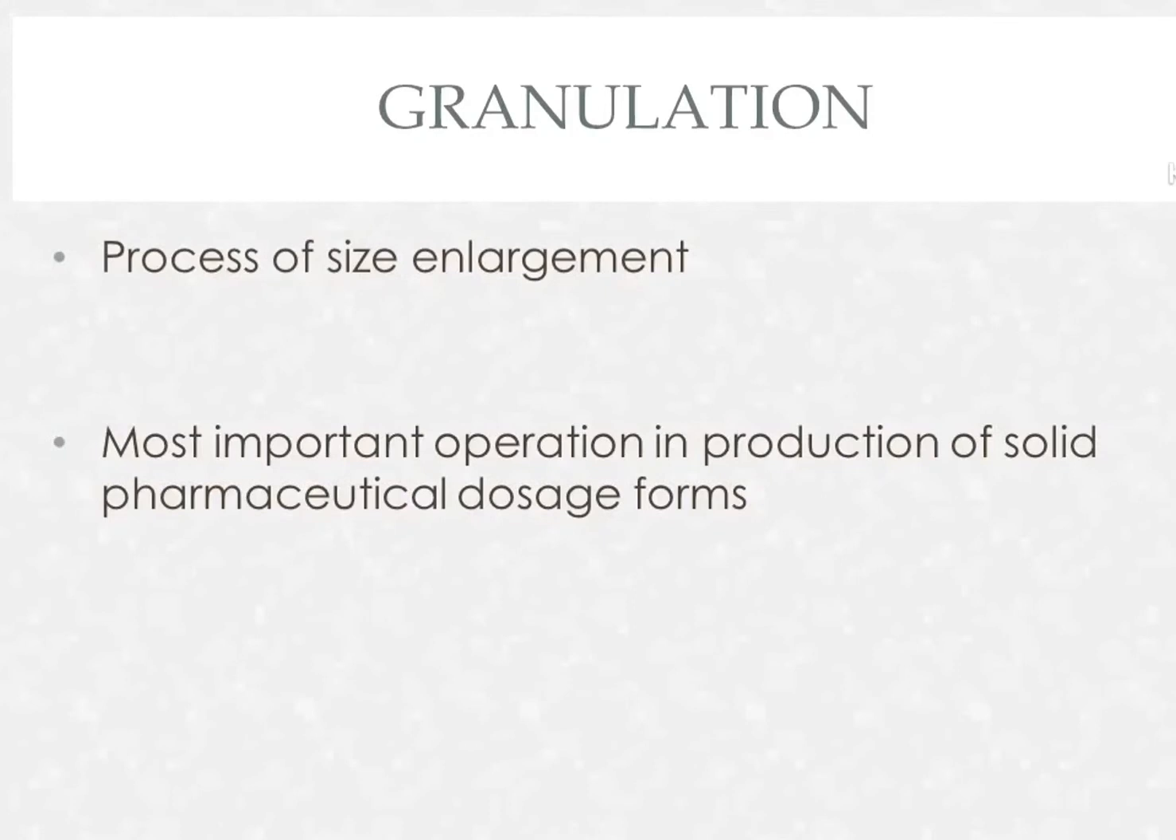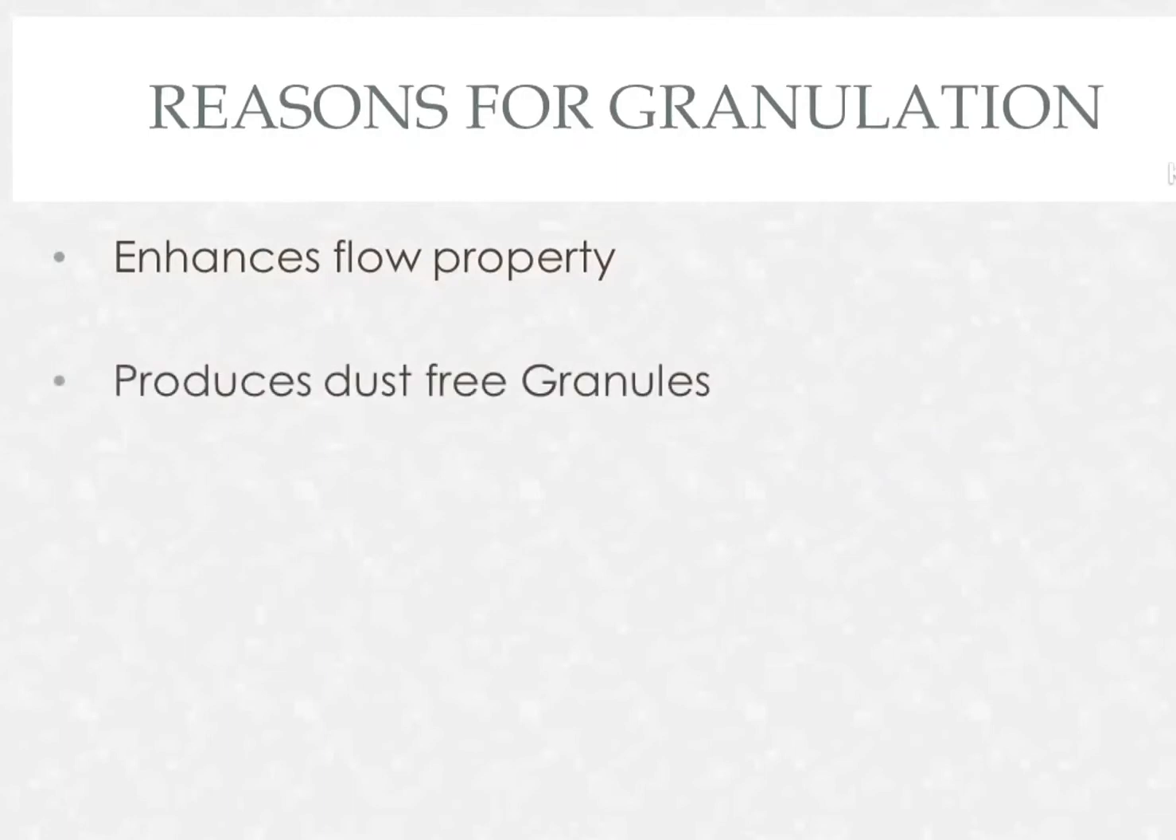So basically we mix the powder with the binding agent or a binder, or you can say granulating liquid, and the product we get is granules. So what are the reasons for granulation? Why do we use granulation? Number one reason is that it enhances the flow property of the powders. Number two, it produces dust-free granules.